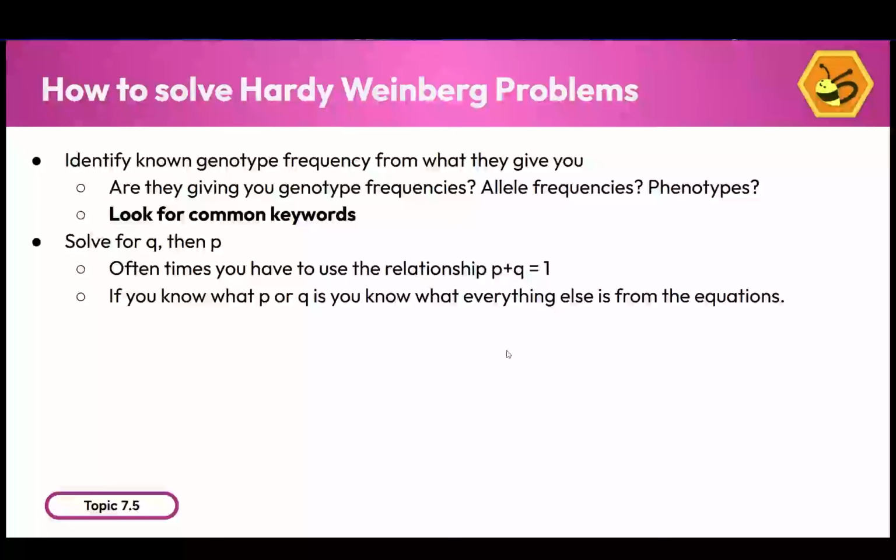Almost always, there's never a single problem where you're not using it. You have to use the relationship P plus Q is equal to 1. And if you know what P or Q is, then you know what everything else is from the equations.